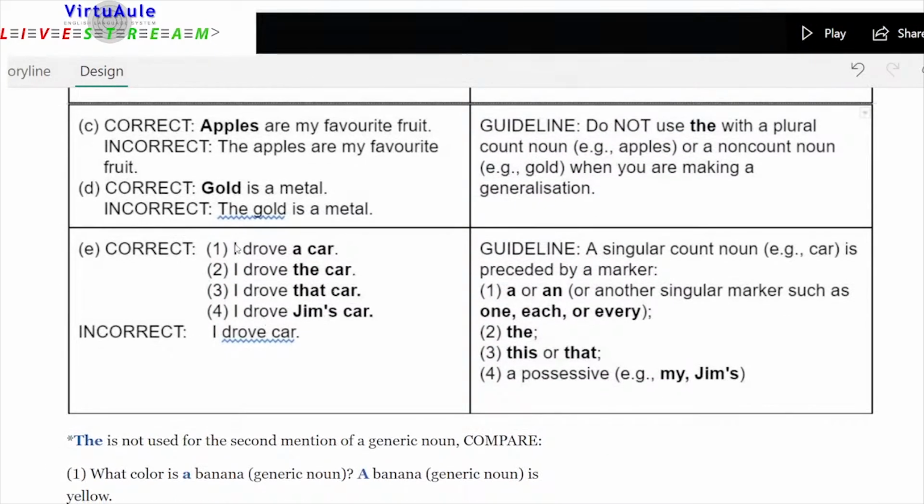Okay. I drove a car, I drove the car, I drove that car, I drove Jim's car. I drove car. A singular count noun, in other words a car, is preceded by a marker. These are also called determiners in some way. A or an is another singular marker, such as one, each, every. You can use the, you can use this or that, or you can use a possessive. So when you are writing, it's very important, looking at the singular count noun, to identify if you have the marker, the determiner.